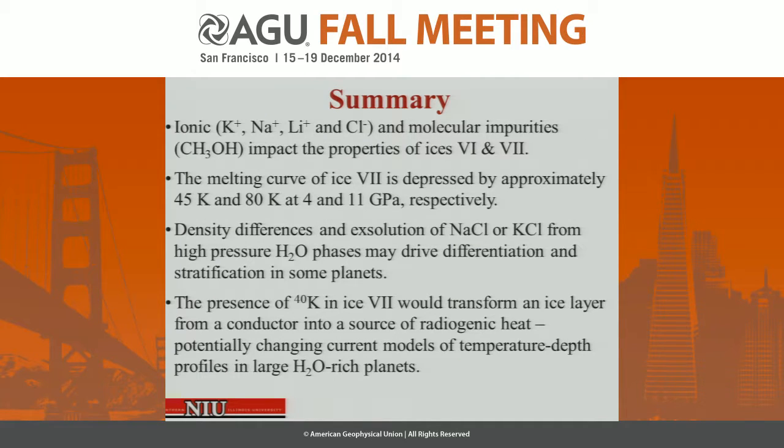So the summary is that there's been quite a bit of literature work that has shown that we can incorporate these impurities, both ionic and molecular, into these ices. So these systems are probably much more complicated than pure H2O. And when we do that, we can depress the melting curves, we can have differences in density, we can drive exsolution, we can do lots of things in the planet, as well as provide a heat source when we bring in potassium as well.